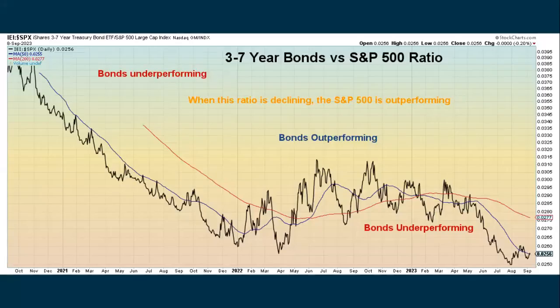Then we look at how bonds are performing in relation to stocks. Well, bonds are underperforming even though they've been bouncing up a little bit. Stocks and bonds have run into some headwinds as we're going through August and now into September. But stocks still continue to outperform if you look at an inverse of this same chart.